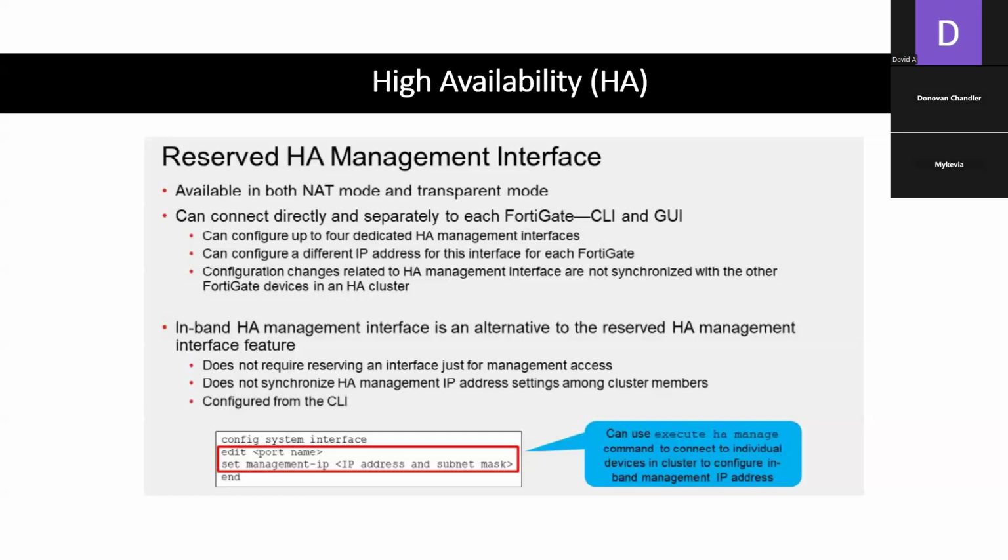But ask yourself this: what if you don't have a free interface available to reserve a dedicated HA management interface? FortiGate enables us to configure a management IP address from the CLI on any interface that is connected to a network and processing traffic. It doesn't require reserving an interface just for management access. It's just an alternative to reserving a dedicated HA management interface. So there are many options that they give you.